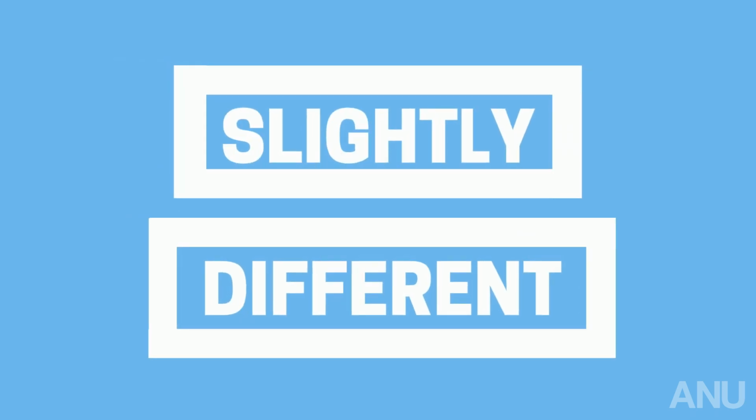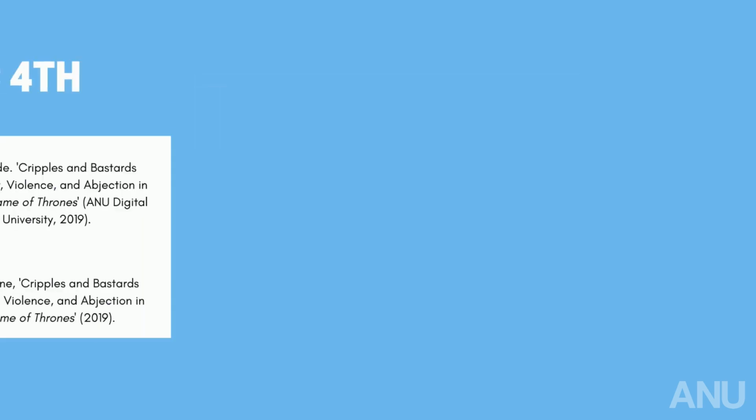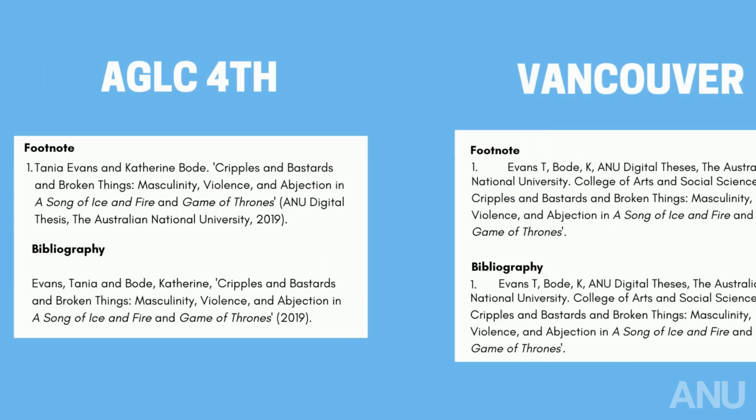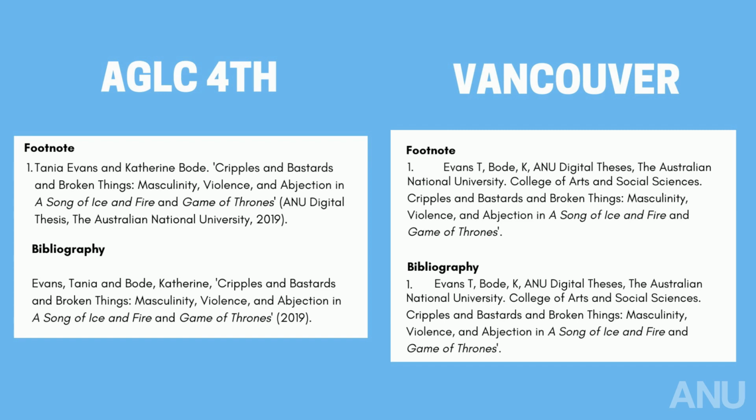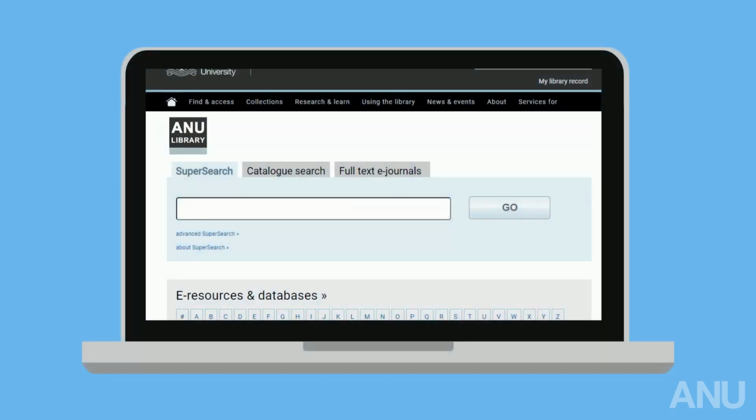This will look slightly different in other footnoted styles, but not radically. This is AGLC4, and this is Vancouver. You can then use this information to look up the article yourself on the ANU Library website by searching for the article title, journal, volume and issue, author, or a combination of these.